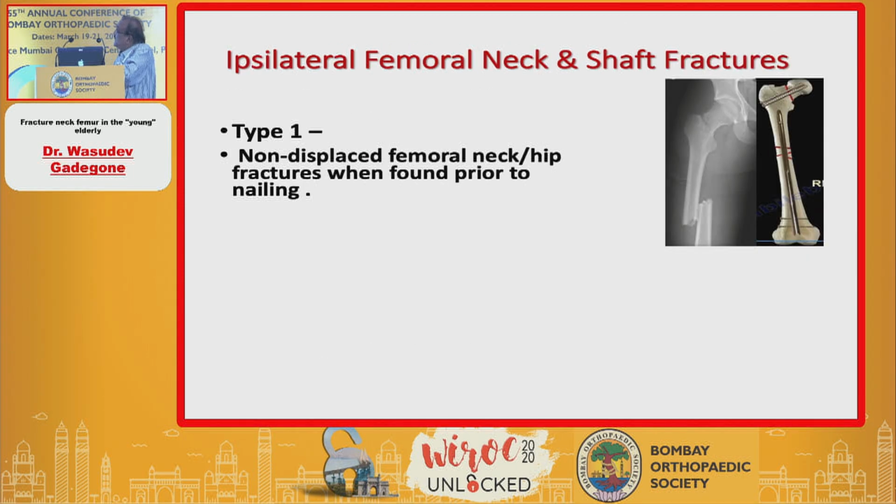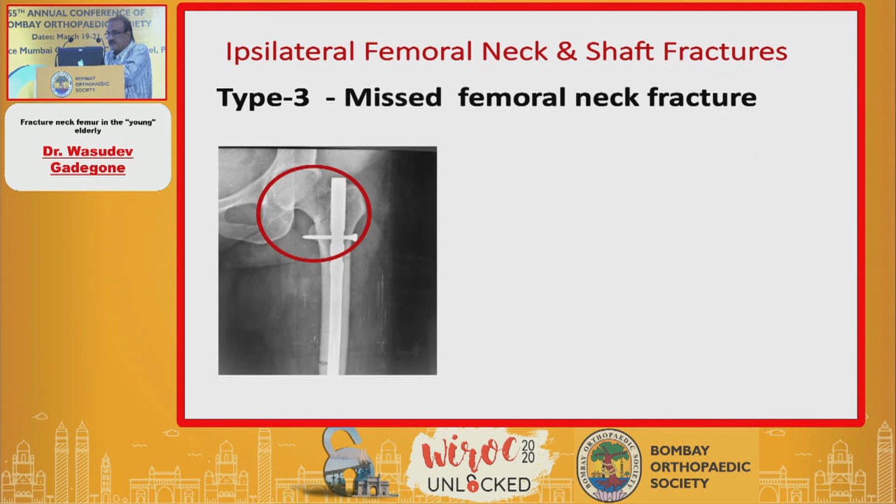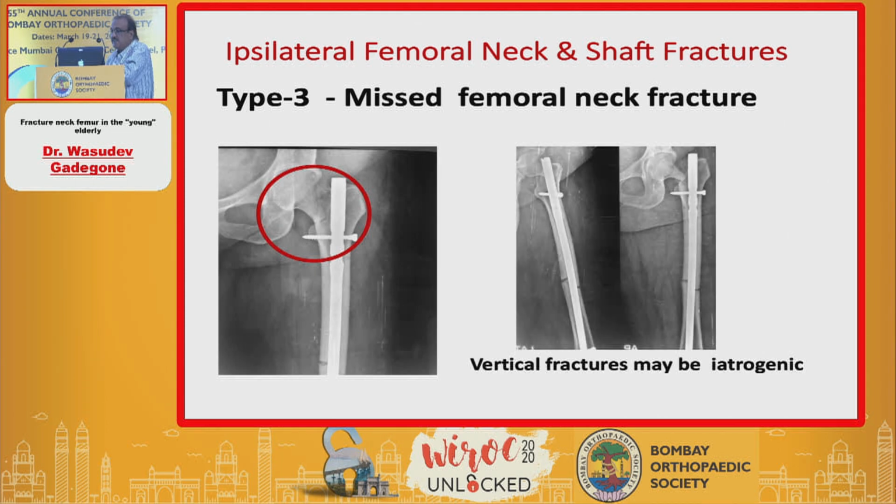There are 3 types of fractures: a non-displaced femoral neck fracture found prior to the nailing, and another, a displaced neck fracture found prior to the nailing. So displaced and undisplaced are distinguished because management differs. And third is a missed femoral neck fracture which is revealed in the post-operative period, the length of the period you just cannot predict. So this is the X-ray: a vertical fracture neglected for some time has turned from a non-displaced fracture into a displaced fracture.